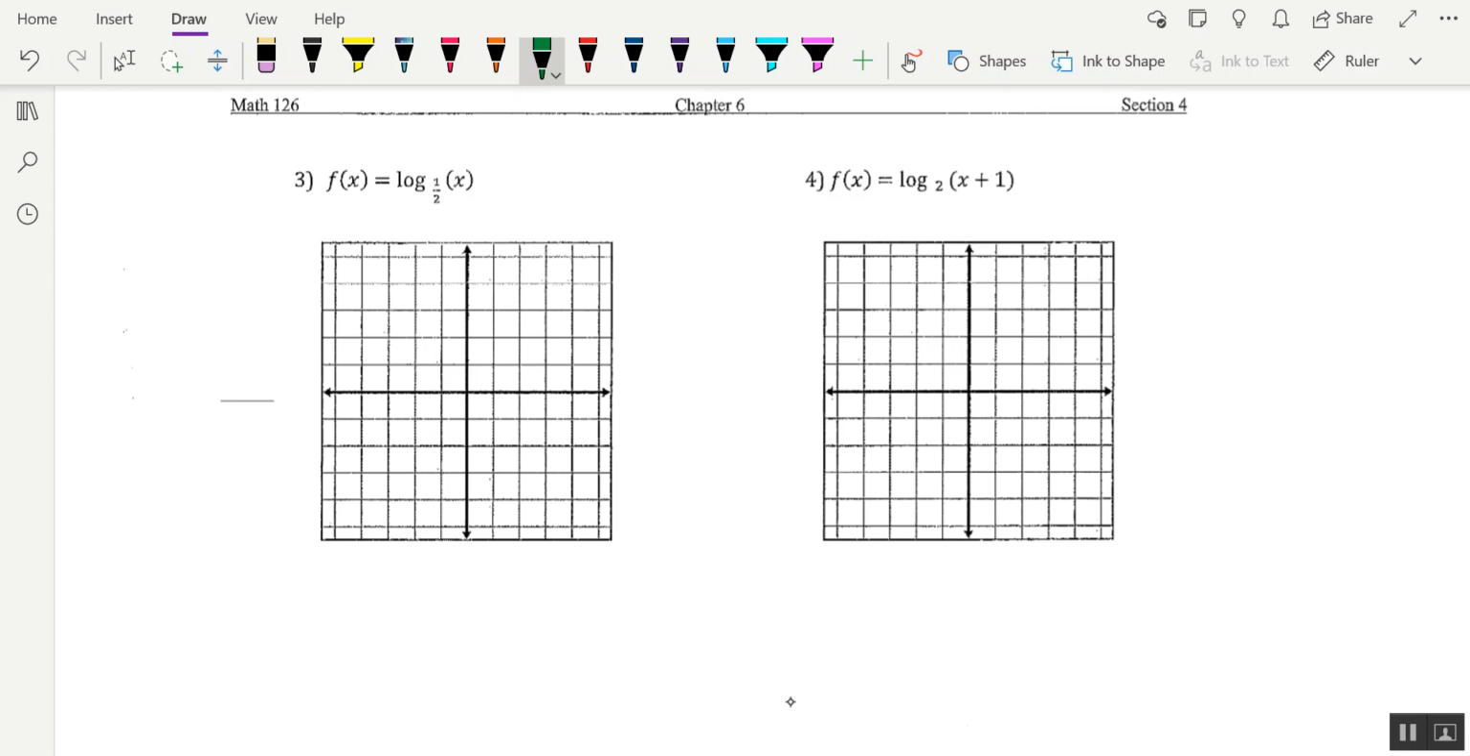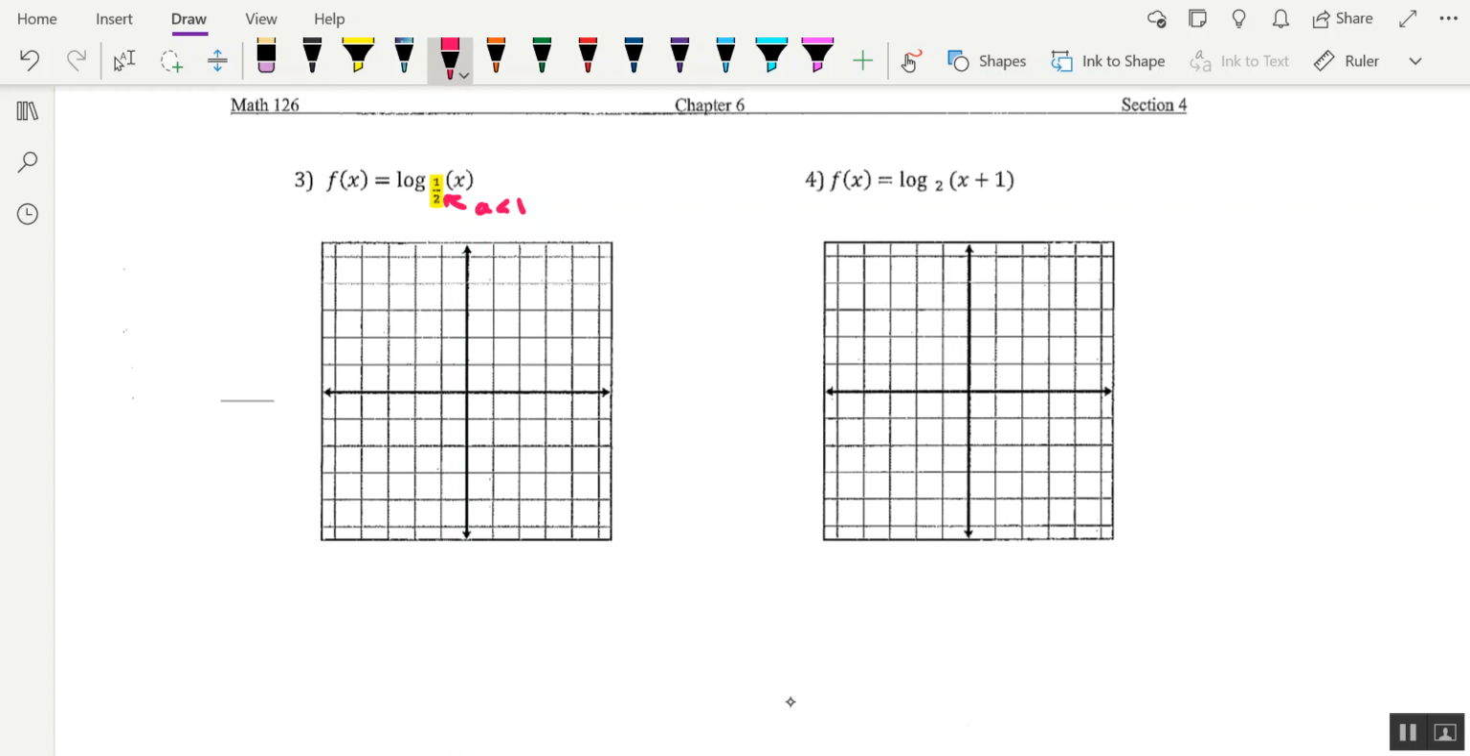Right in. So we're going to start with example 3 where we have log base 1/2 of x. Notice that 1/2 is our base a, which this time is less than 1. So prior to transformations, if there are any, this graph would be decreasing from left to right.